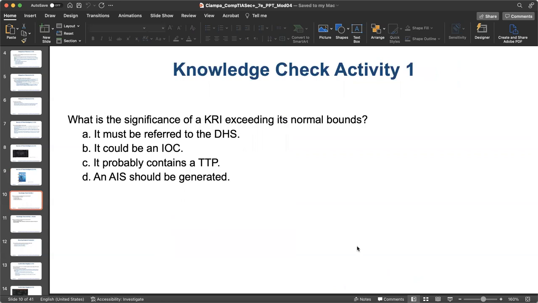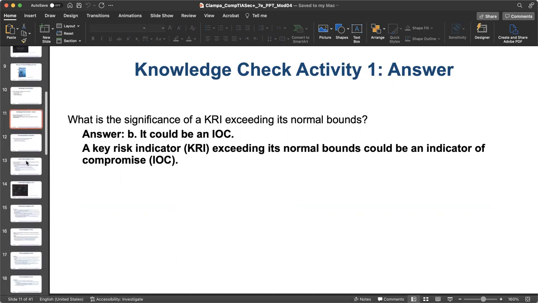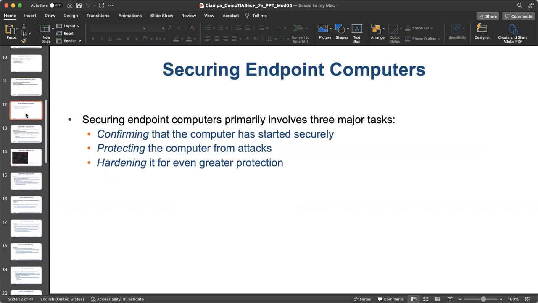If there is no question so far, let's do a knowledge activity check. So what is the significance of a KRI exceeding its normal bounds? Looking for answer from you guys. Anyone? It could be an indicator of a compromise, right? That's correct. So if a significant change happens in the KRI, you possibly are being compromised at that point, and you better just do something about it, right?